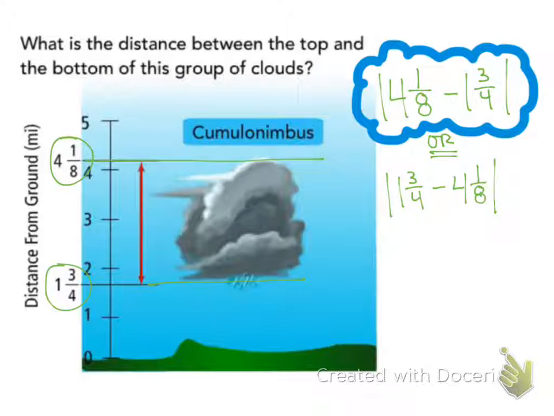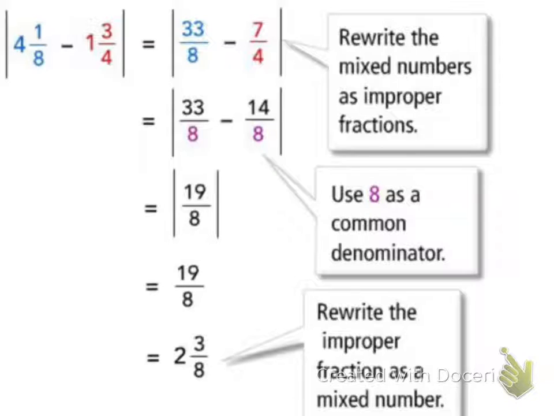If you're someone who's fine with the negatives, you can do the other one too, and you'll get the exact same answer, because we're taking the absolute value at the end, so it'll chop off that negative. It'll force our answer to be positive. So you can choose whichever one you want. So let's say I like the one with 4 1/8 on the left, so 4 1/8 minus 1 3/4.